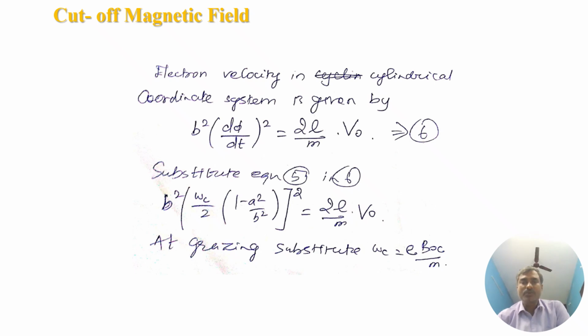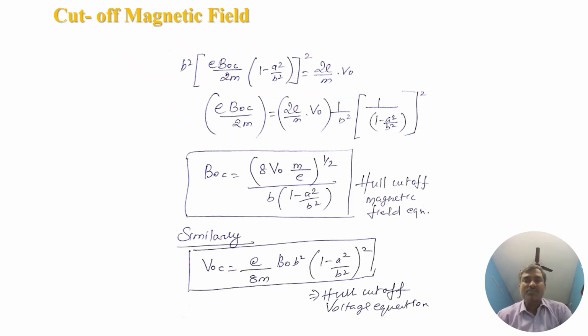By substituting equation 5 in 6, we get the expression for the magnetic field required to produce sustained oscillation. As we discussed in the beginning, the region between anode and cathode must be maintained at the cutoff magnetic field in order to produce sustained oscillation. Then only will the electron which originates from the cathode go very near to the anode and come back to the cathode.